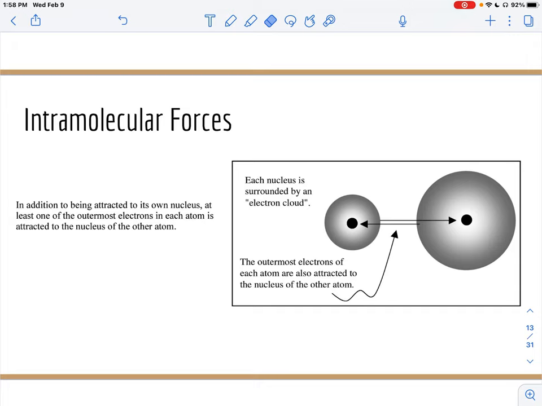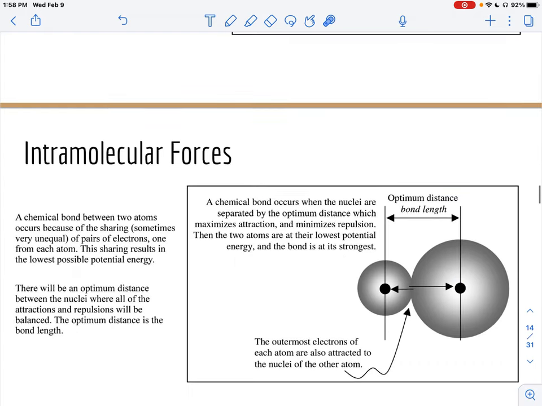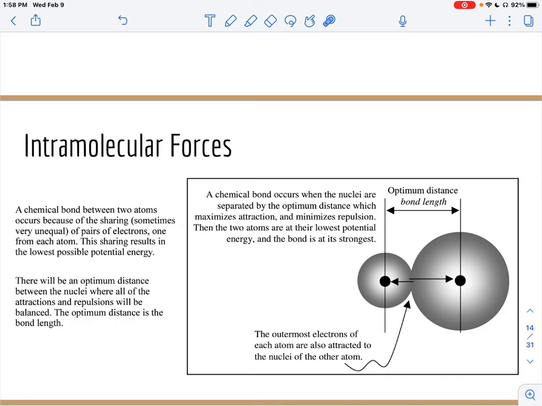Here is a little bit of a model. Those dark circles are the electrons, and then you have the cloud. You can see that this electron cloud is attracted to this nucleus, this electron cloud is attracted to this nucleus, but then you also have a little bit of repulsion here and repulsion between these two. So what we're going to end up having is the optimal distance, where that balancing act between the repulsion and the attraction gets to a certain point where they can actually form a bond. And that's going to be our bond length.